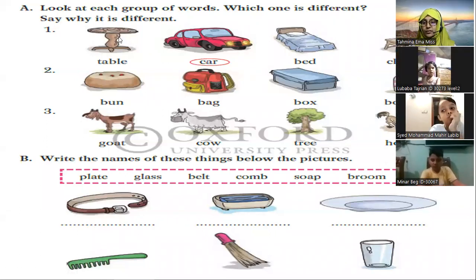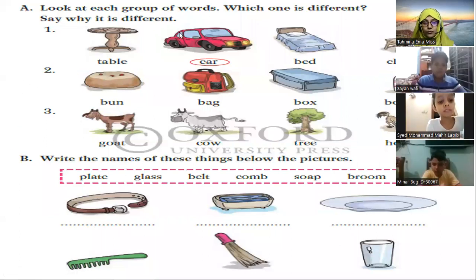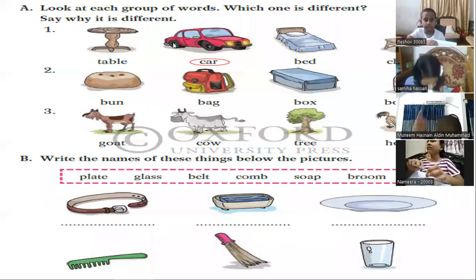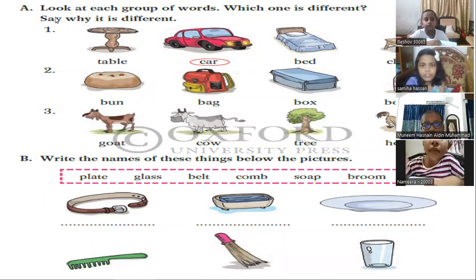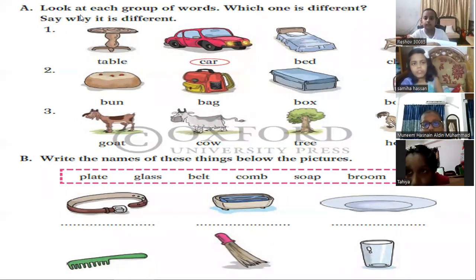Okay, so let's start with the thing. So first A number, let's see what it says. So Namira, read out number A, what it says. Look at each group of words, which one is different, say why it is different.